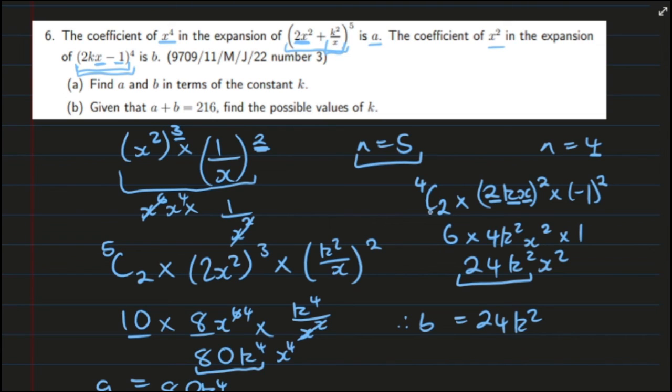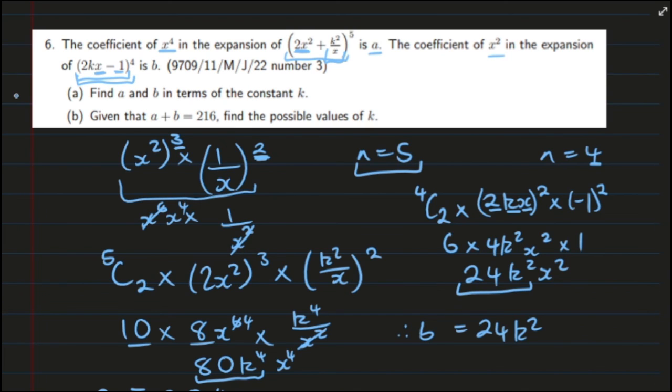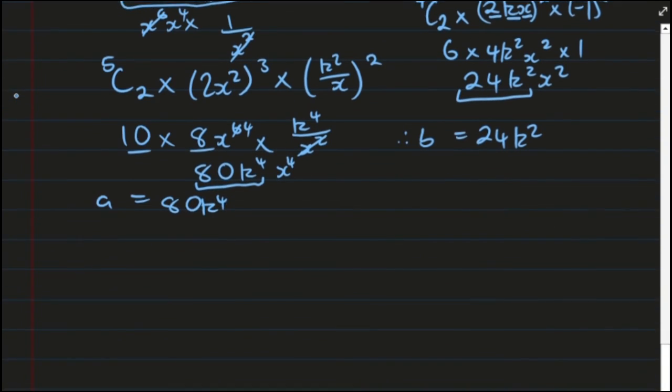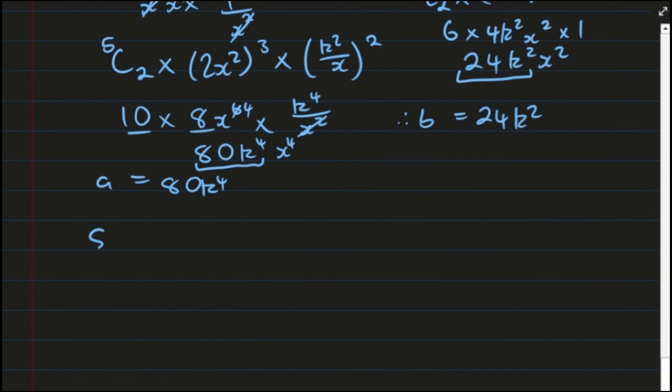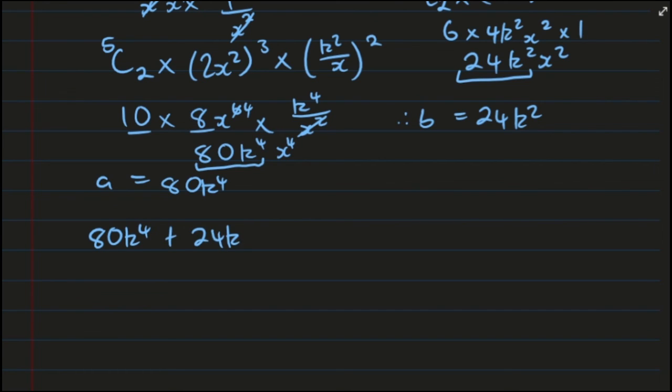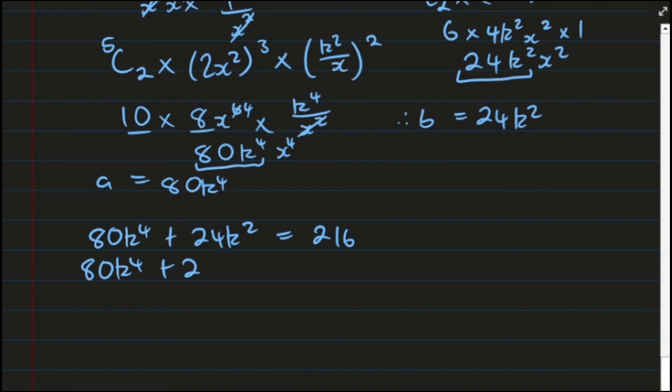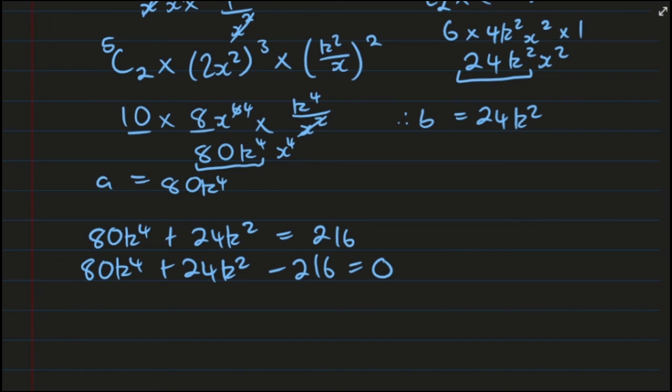Let's move on to part b. Given that a plus b is equal to 216, find the possible values of k. So our a is 80k to the power 4, b is 24k squared, and this is equal to 216. Let's put everything on one side, and you should notice that this is a hidden quadratic. If you're not familiar with hidden quadratics, I have a video on hidden quadratics. I won't go too much in depth on them in this question, so if you still don't understand how they work, feel free to watch that video and then come back to this section.